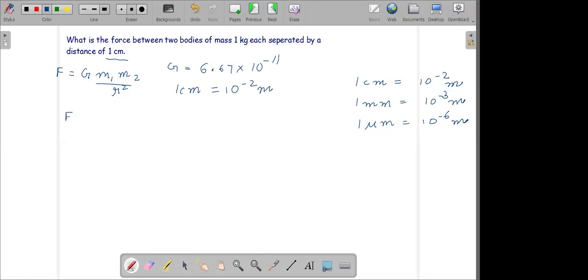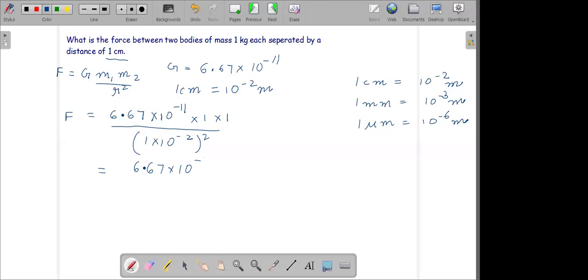So we use this formula F equals G, which is 6.67 multiply 10 to the power minus 11, multiply M1, which is 1, multiply M2, which is 1. This whole divided by R squared. Your R is 1 multiply 10 to the power minus 2. If it were 2 centimeters, we would have 2 multiplied 10 to the power minus 2. Now you solve this. You get 6.67 multiplied 10 to the power minus 11 over 1 squared multiplied 10 to the power minus 4. A power of a power means you multiply the powers. So you get 10 to the power minus 4 and not minus 2.